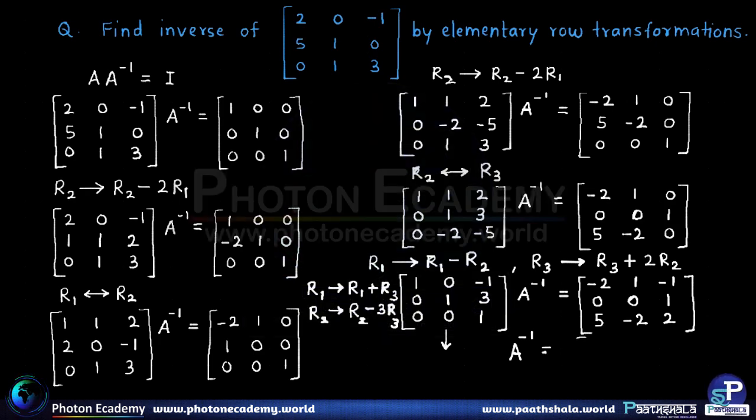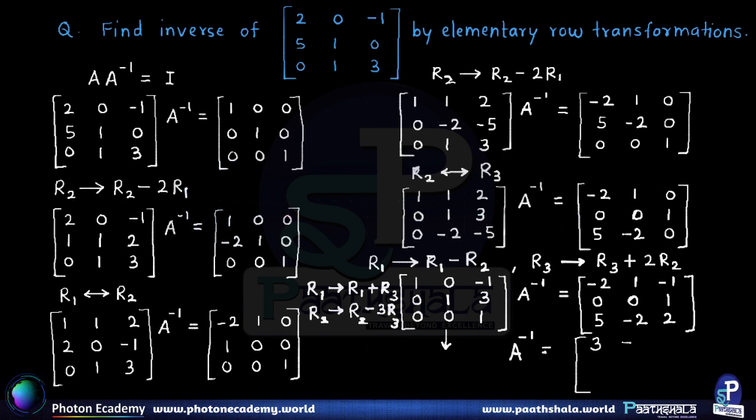That is, to the first row we have to add the third row. So that is minus 2 plus 5, which will give us 3. Then 1 minus 2, that is going to give us minus 1. So that is the second element. And lastly we have minus 1 plus 2, which is nothing but plus 1. So that is our first row in the final answer.